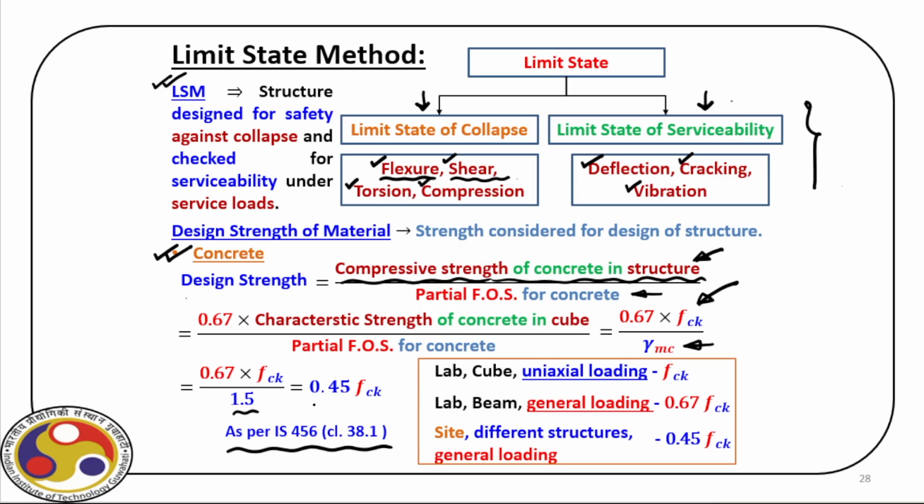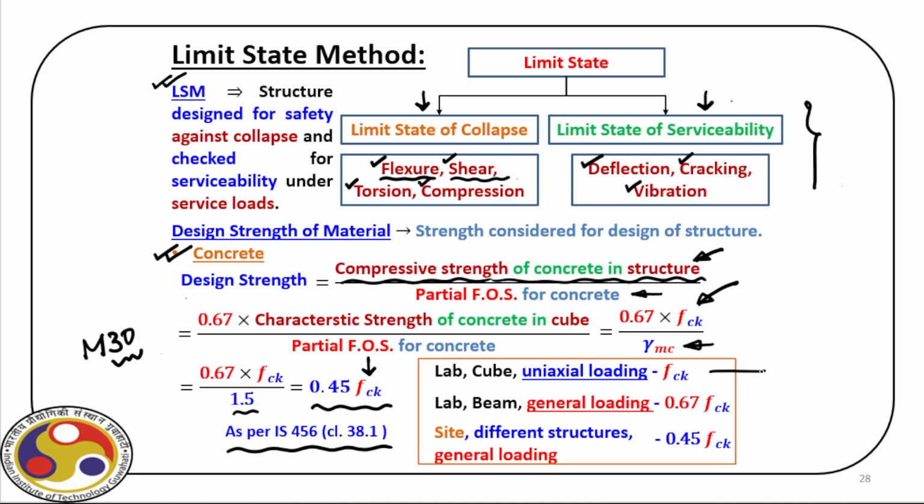Therefore, ultimately, the design strength of concrete in our case is 0.45 FCK. So we start with the FCK value. The moment we define, say, M30 concrete, that is 30 Newton per millimeter square, that is the strength of the concrete. Multiply that with 0.45 and we get the design strength.